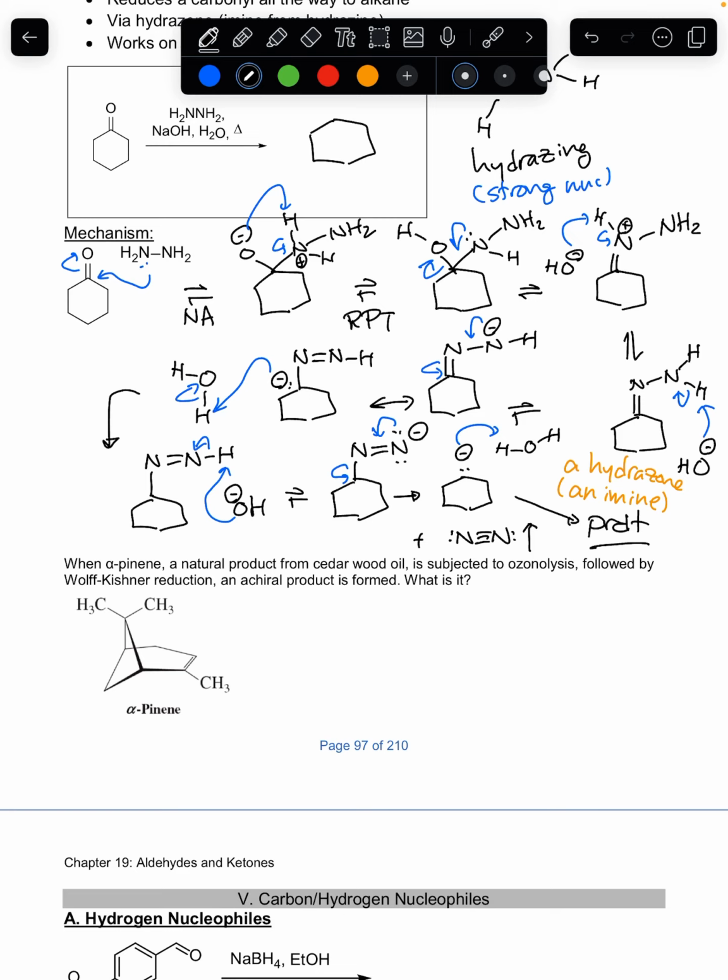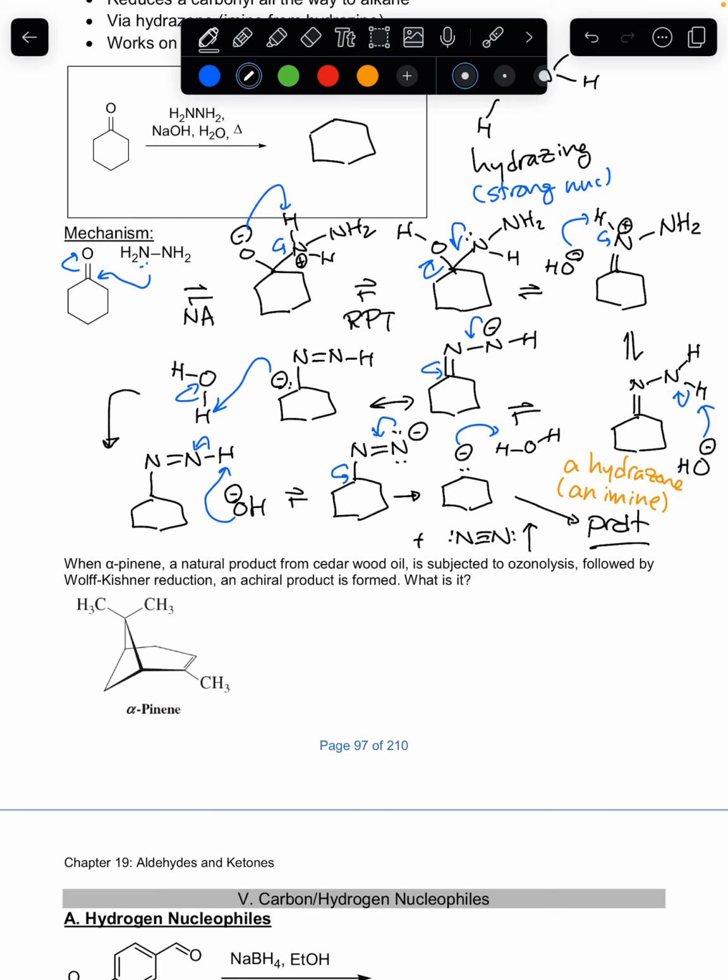Here's an interesting problem. Predict the reaction kind of a problem. So if you treat this natural product from pine trees and cedar trees, alpha-pinene, it's got that foresty, woodsy smell to it, given by these small compounds given off of the trees. Anyway, if you treat this with ozonolysis and then Wolff-Kishner reduction, what is the product that you would get?